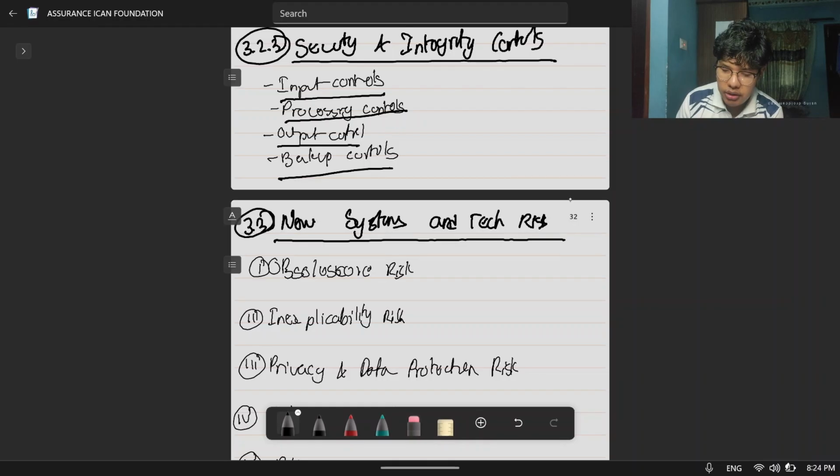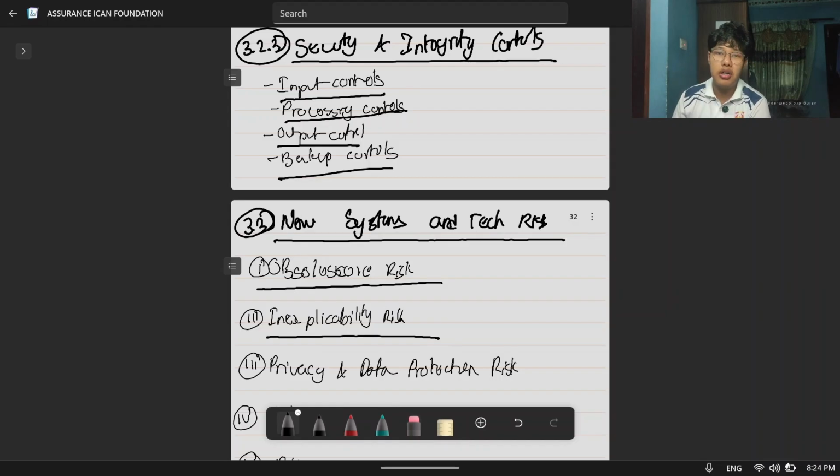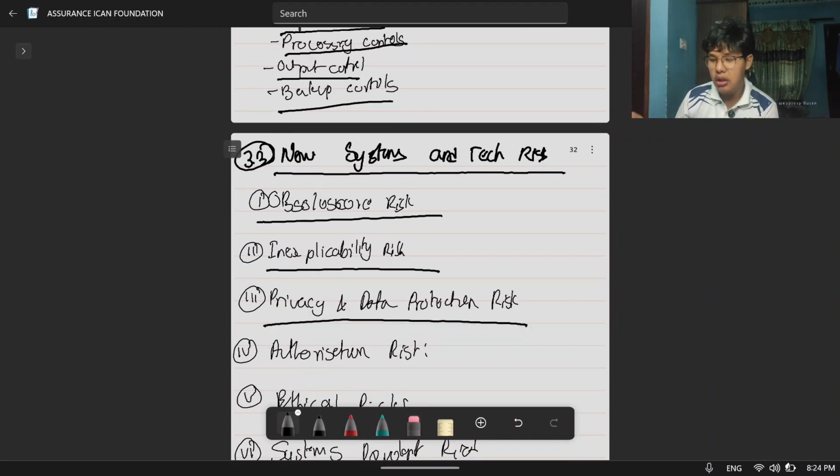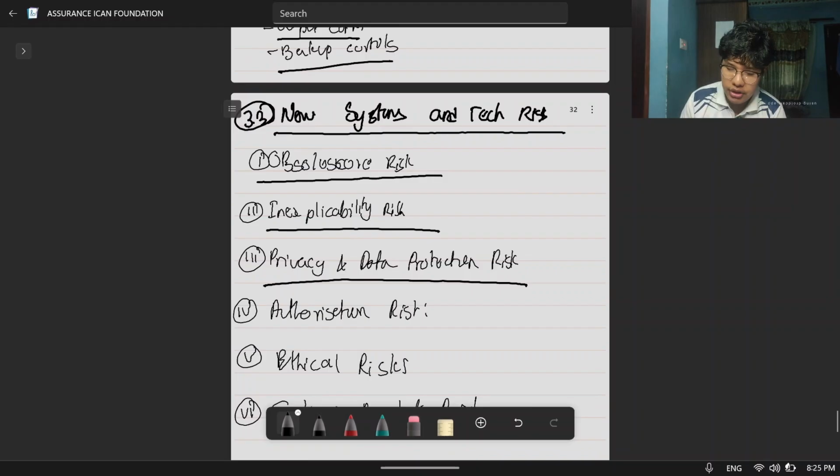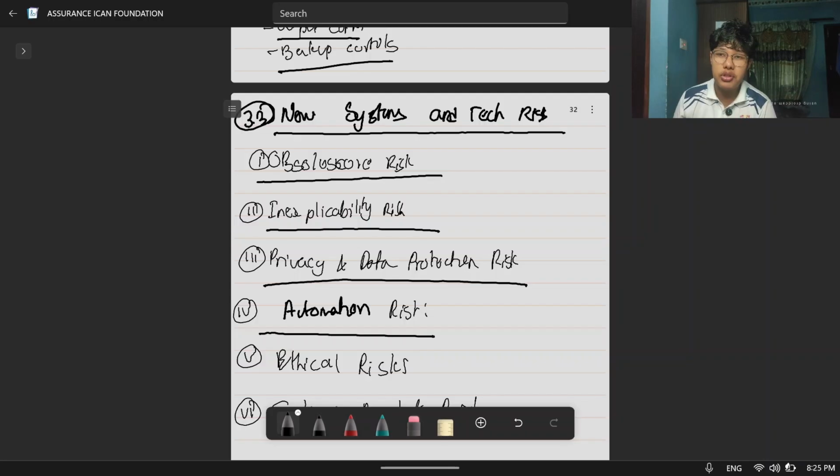And then we have got new systems and technology risk. First, obsolescence risk. Obsolescence risk is when new technology comes, our current technology will be outdated. Inexplicability risk, नयाँ सिस्टमलाई अपरेट गर्न नआउने हुन सक्छ मान्छेहरुलाई, लाइक एआई हरु अन्डरस्ट्यान्ड गर्नु नसक्ने क्षमताको स्टाफ्सहरु हुन सक्छ. Privacy and data protection, with new technology integrated with AI, we have a risk of information breach or data breach. Automation risk, we have a risk of too much dependency on computers and automation, which may lead to staff losing their skills.